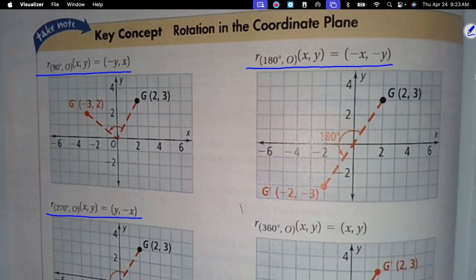Then the 360, guess what happens? You end up where you started. Do you even need to write that down? Probably not, but you can. Okay? 360, if you started here and you have rotated, guess where you have ended up? Right back where you started. All right?